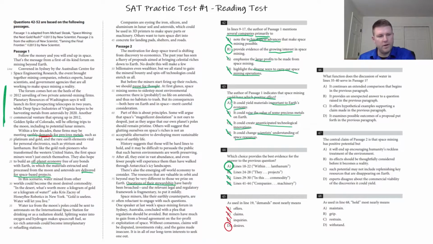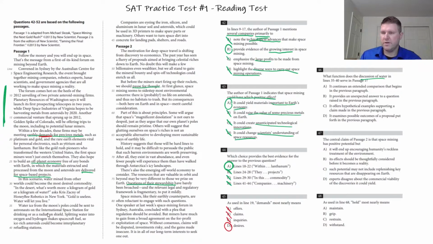And then 46: what function does the discussion of water in lines 35 through 40 serve in passage 1? So let's head over there and remind ourselves. You do want to revisit these even though you've just read the whole passage. Go back, reread, and come up with your own interpretation of what they're saying before heading over to 46's answer. So 35 through 40: "water ice from the moon's poles could be sent to astronauts on the International Space Station for drinking or as a radiation shield. Splitting water into oxygen and hydrogen makes spacecraft fuel, so ice-rich asteroids could become interplanetary refueling stations."